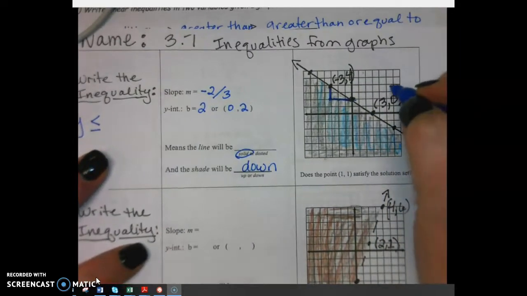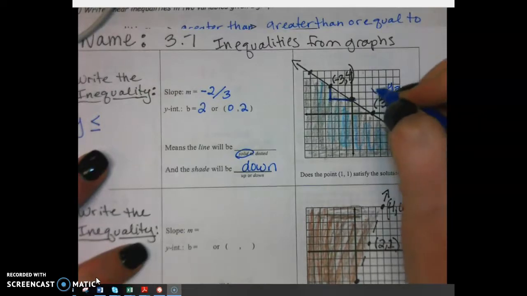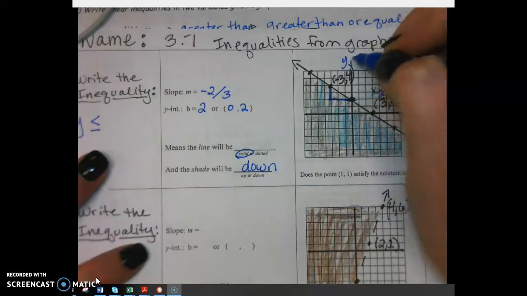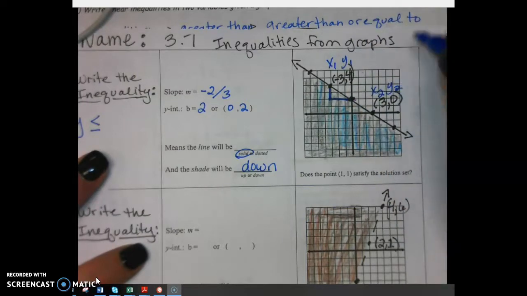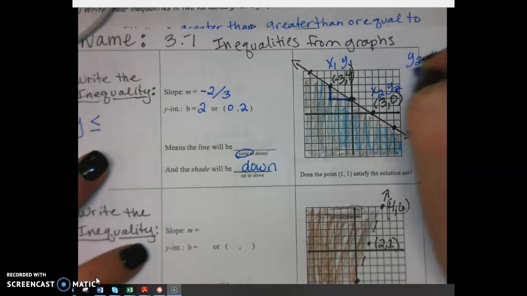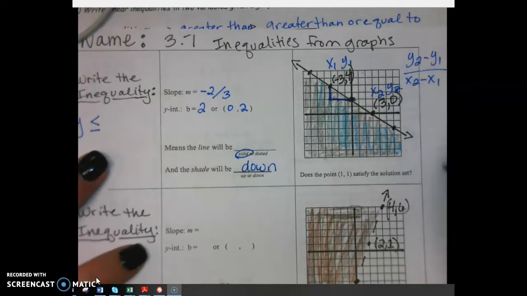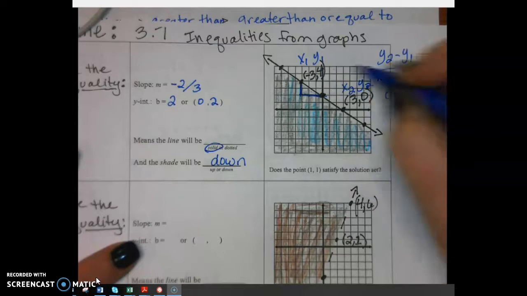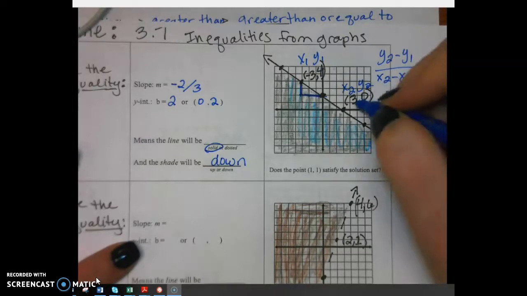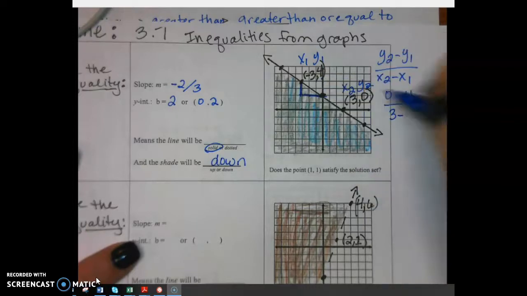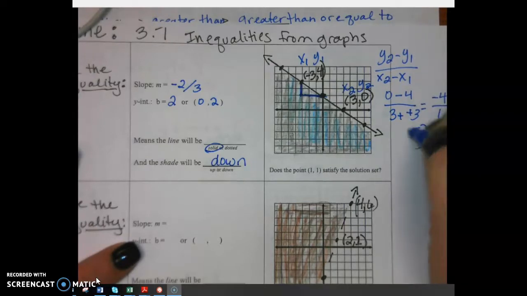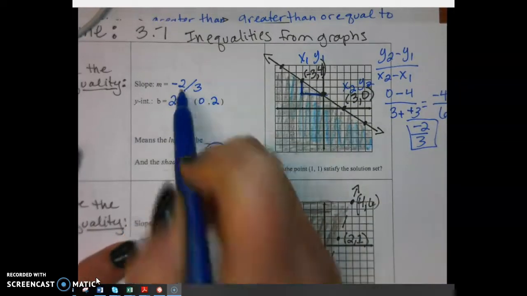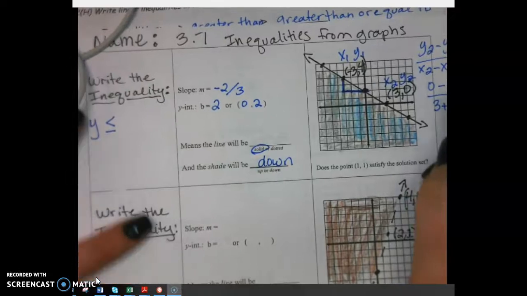Okay, so here is y2, x2, y1, x1. Remember, y2 minus y1 over x2 minus x1. Okay, so let's see. We've got 0 minus 4 divided by 3 minus a negative 3. These turn into pluses. Okay, so we've got negative 4 over 6, which simplifies to negative 2/3. Well, that is what we came up with, so we're good. We're golden.